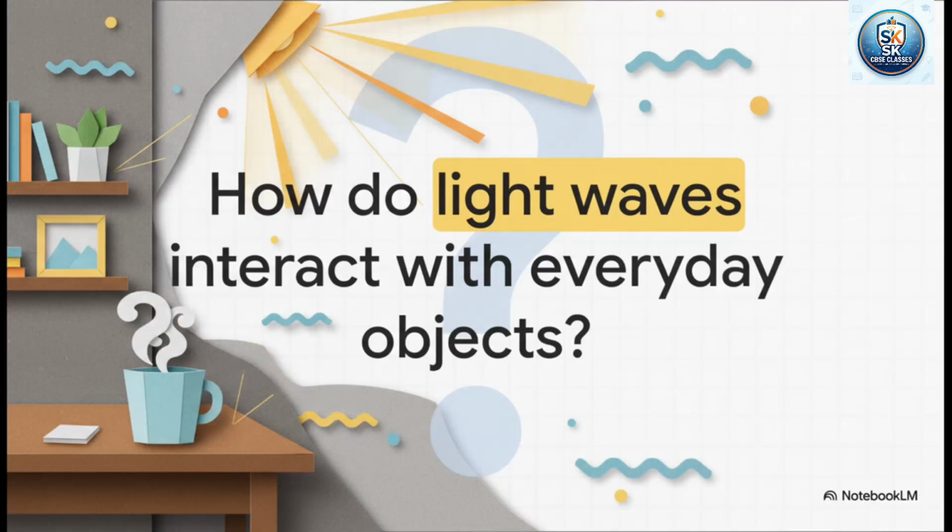Okay, let's dive into this. I want you to take a quick glance around the room you're sitting in right now. Really, look around. Everything you see, the desk, the walls, that cup of coffee, it's all visible to you because of an invisible, high-speed physical interaction happening billions of times per second. So, how do those light waves actually interact with everyday objects? Well, to understand that, we need to understand the fundamental physics of the bounce.